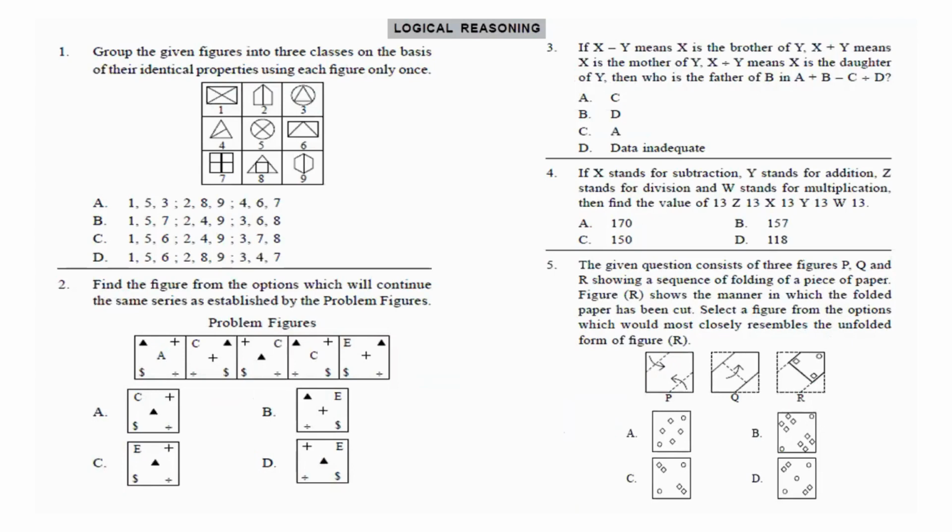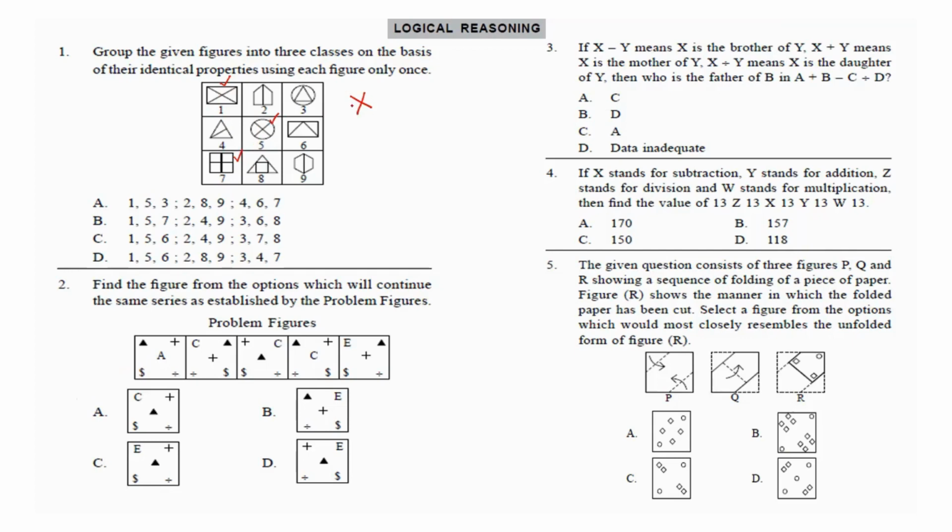So first, we will start with question number 1, the first part, that is the logical reasoning. The first question says, group the given figures into 3 classes on the basis of their identical properties, using each figure only once. So you can see, let me take my pen. In the first group, the 5th one and the 7th one, all of them have a structure inside like this, crisscross.